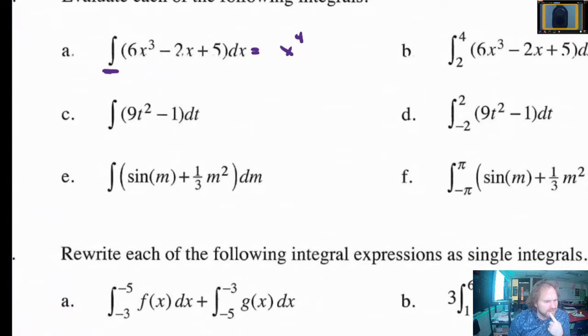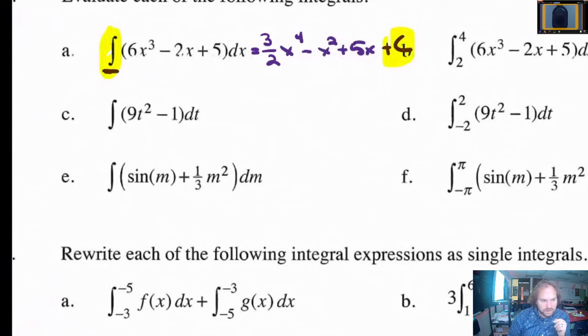I need it to be 3 over 2? 3 over 2. I had to really think about that one for a minute. 3 over 2. Yep, because 4 times 3 is 12, and 12 divided by 2 is 6. Minus x squared plus 5x plus c. Remember that since this is an indefinite integral, you must have a plus c on there.